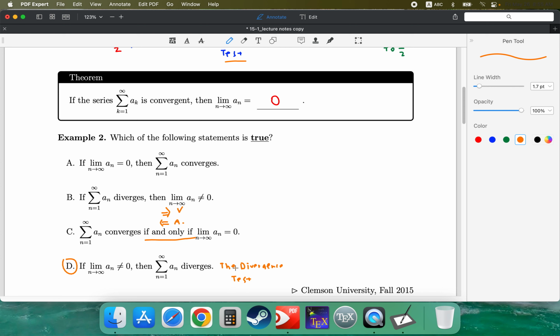Okay, this is the divergence test. So how about this? Let me write down. This is the second box. If the series converges, then the limit will be 0. Okay, this is choice A.